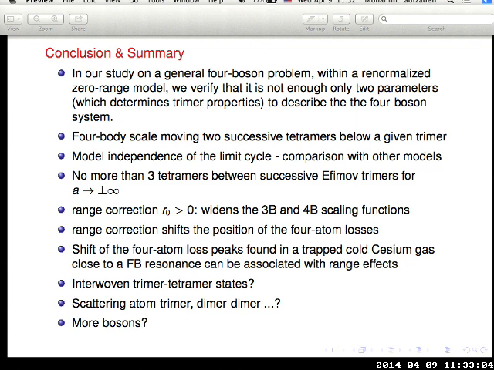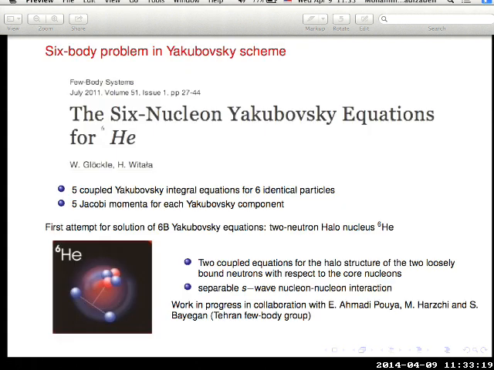And what about the scattering atom-trimer and dimer calculation? Another question is, can we extend this picture, the Faddeev-Yakubovsky formalism, to more bosons or not? I can say just shortly that we have the formalism for the Yakubovsky equation for the 6-body bound state problem. That means that for 6 identical mass particles, we need to solve 5 coupled Yakubovsky equations, which depend on 5 Jacobi momenta. Of course, it is much more complicated in comparison to the 4-body case.